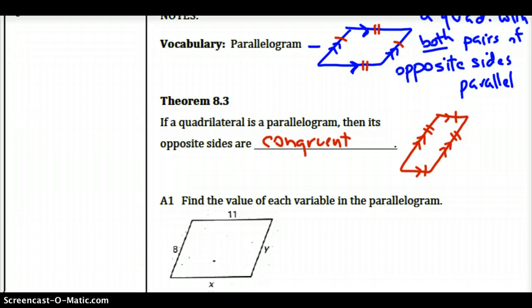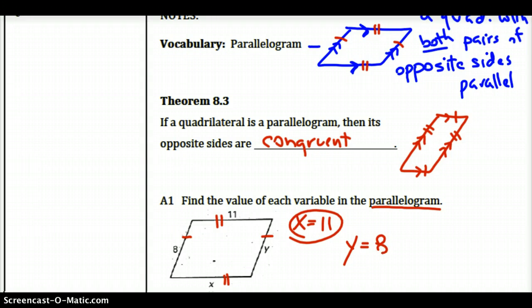Continuing here with an example problem. If we're told that this is a parallelogram, then I know that this is congruent to this, 11 is congruent to x, so I can simply say that x is equal to 11 and y is equal to 8.